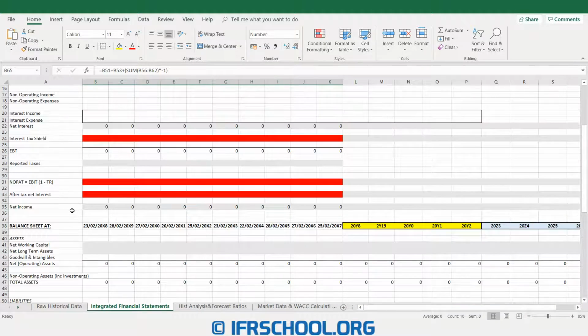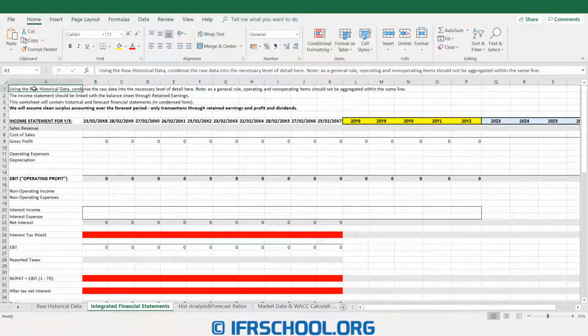Now that we've defined the line items in the integrated financial statements, let's populate the cells with the data from the raw historical financial statements. Let's begin by populating the integrated income statement figures. It's important to highlight a couple of points before we get started.